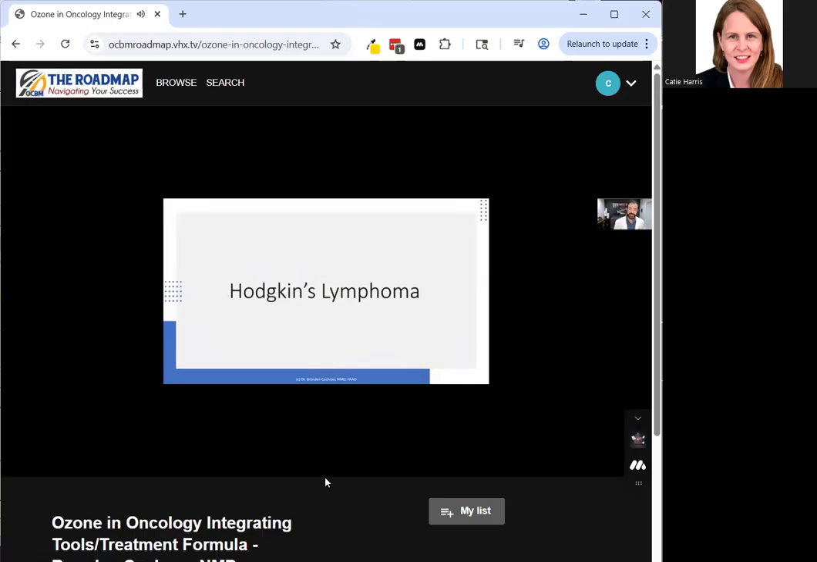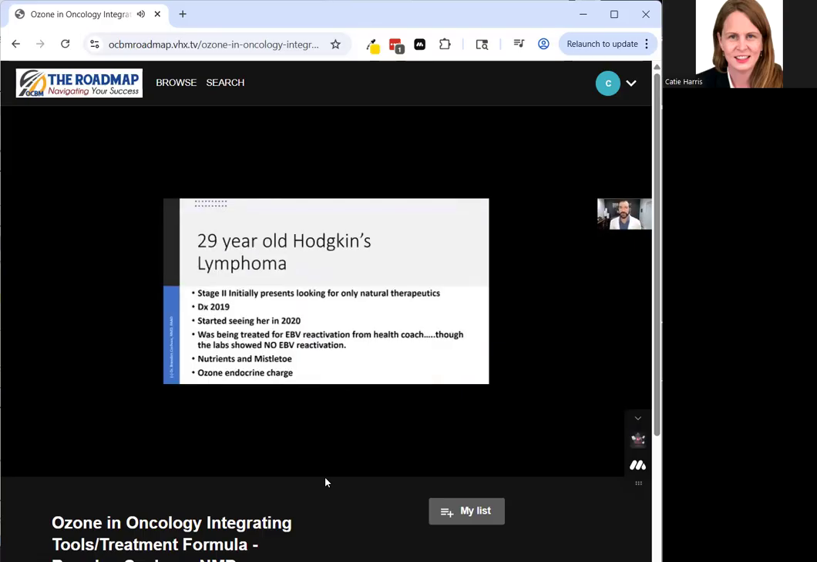Hodgkin's, patient with Hodgkin's lymphoma. This is a 21-year-old with Hodgkin's lymphoma, stage 2, initially presented for only natural therapies. Diagnosed in 2019, was working with a health coach who was really only addressing just EBV. And we ended up working her up and finding out she really didn't have any EBV reactivation at all. She was just being treated thinking that the EBV must be the cause of her Hodgkin's lymphoma.